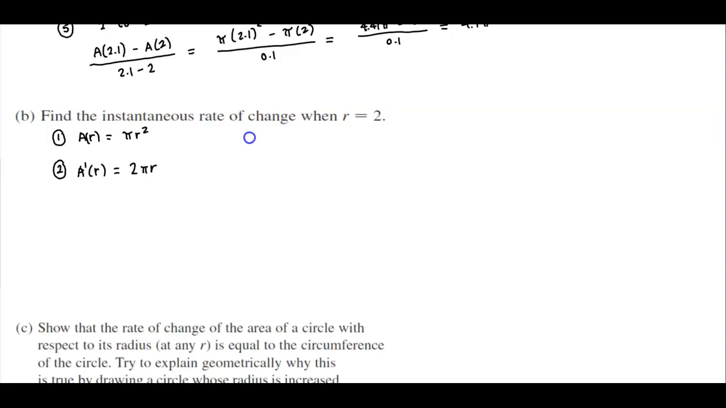And now we want to find out what is the instantaneous rate of change for when r is equal to 2. So we want to find A prime of 2. So that's 2 times pi times 2, which is equal to 4 pi.